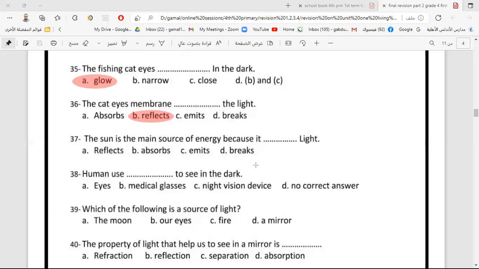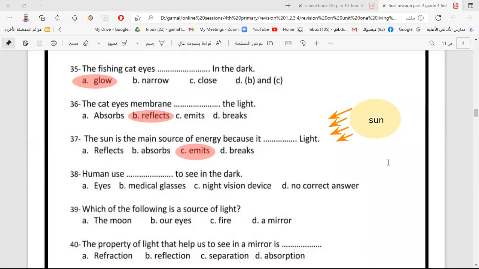The sun is the main source of energy because it reflects light, absorbs light, emits light, or breaks light? Emit light. Very good, my son. You are excellent. The sun is the main source of light because it emits light. Emit equals produce. The sun produces light, so it is the main source of light on the earth.